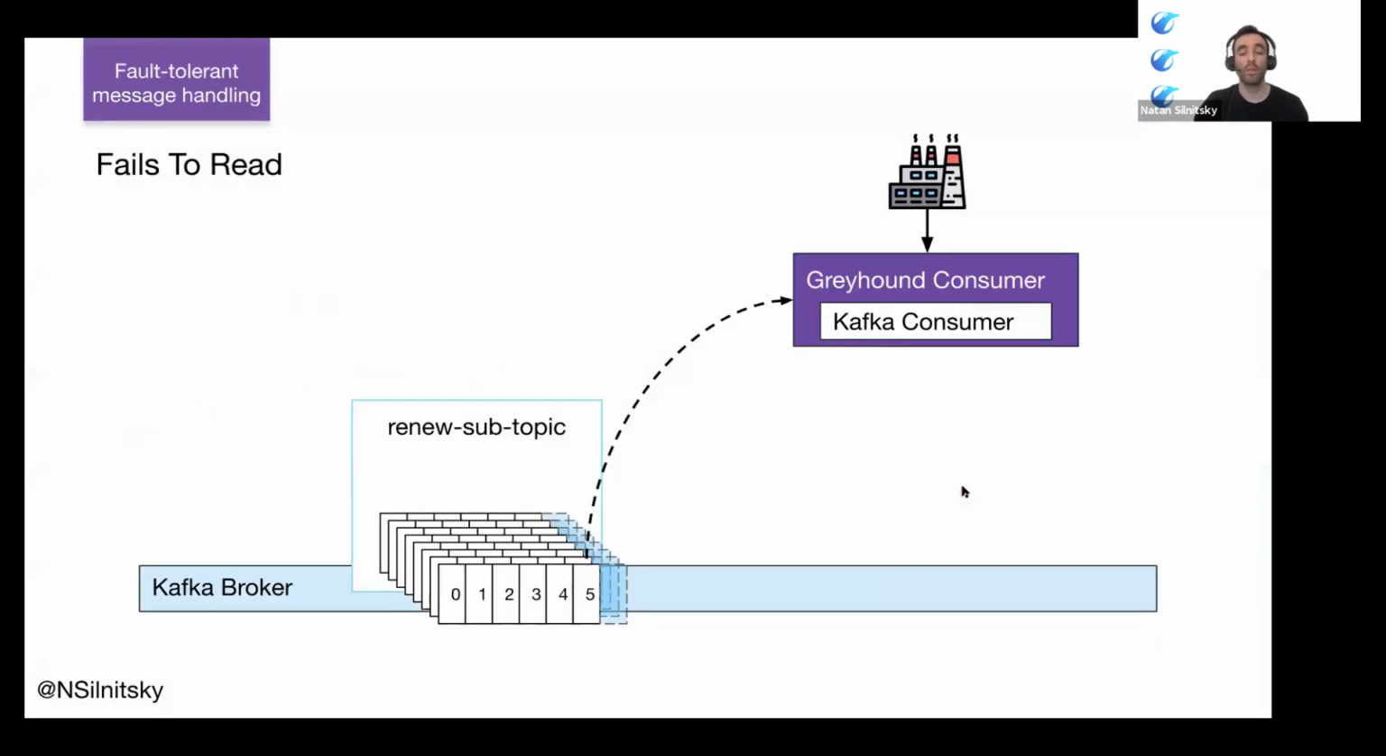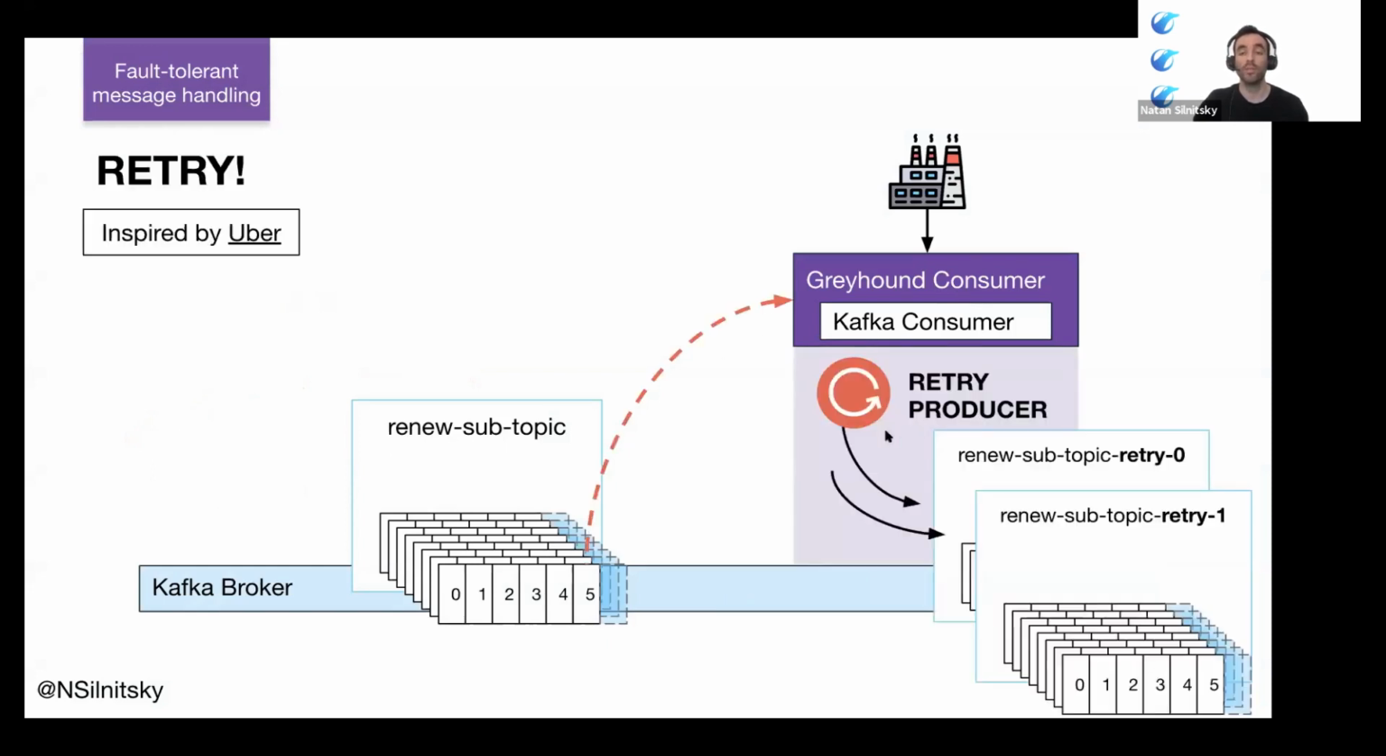So here we have, for example, a renew subscription topic, and we have our Greyhound consumer. And let's say that the message handler failed to process the message. So with Greyhound, you can actually specify to have retries done with increasing intervals: after 1 second, after 1 minute, after 1 hour, in case of processing failures. And how it works behind the scenes is we have a retry producer that will produce the message to the retry topic according to the intervals that you set.